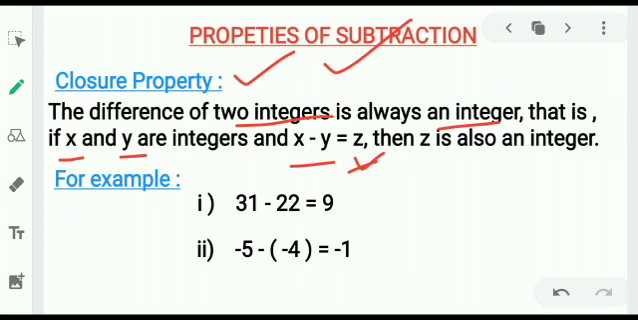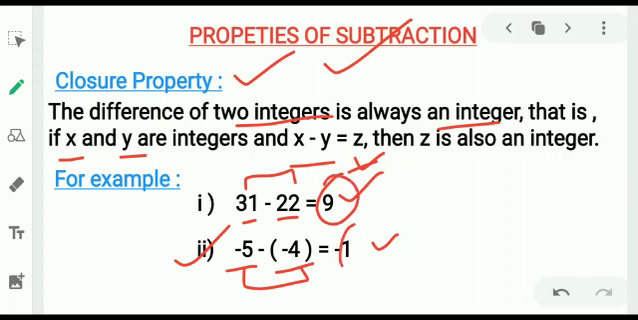For example, we have two integers. The first one is 31 and the second one is 22, and we subtract them. When we subtract, we get 9. And in the second example, we have two integers -5 and -4. When we subtract them, we get -1. And we know that 9 and -1 both are integers. So we can say that if we subtract any two integers, we get an integer. This property is called closure property of subtraction.